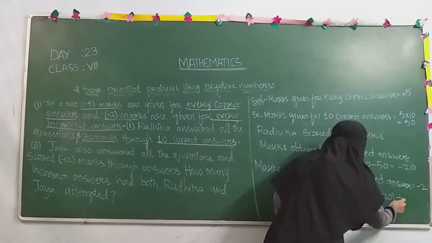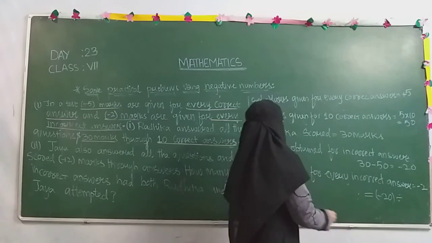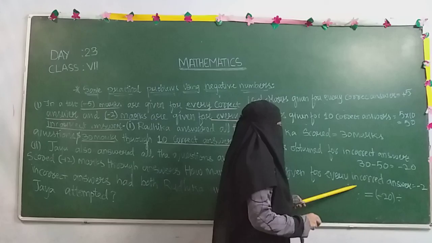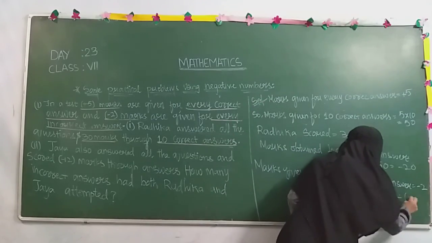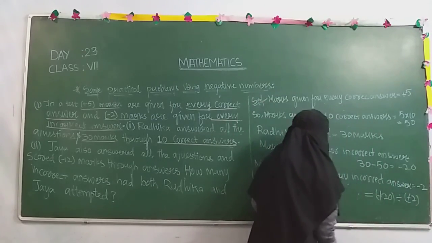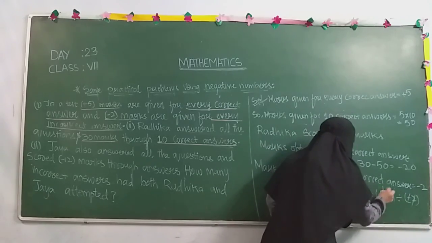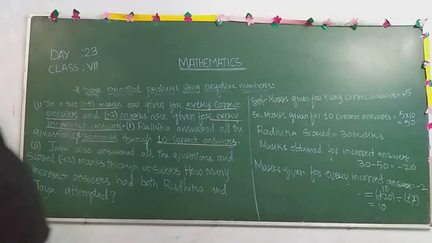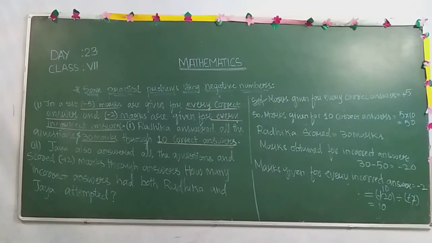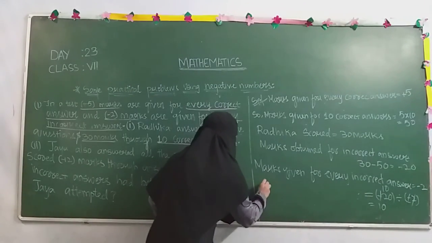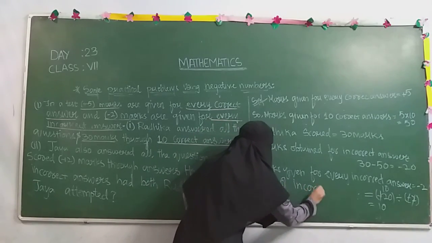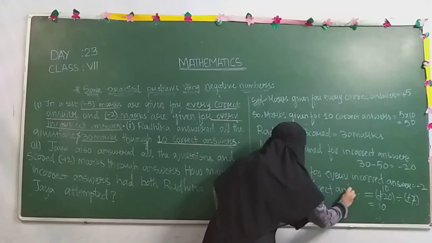We are dividing by minus 2, because minus 20 are the total marks for all the incorrect answers, and for each incorrect answer there are minus 2 marks. This minus and minus get cancelled. 2 times 1, 2 times 10. So here 10. What is this 10? Exactly, this 10 is the number of incorrect answers.